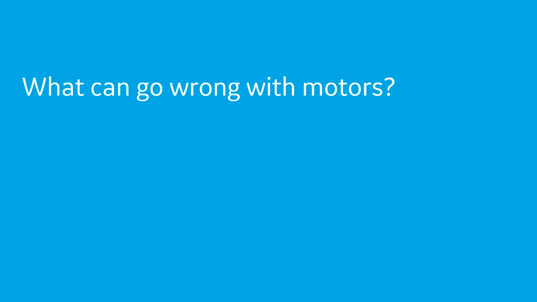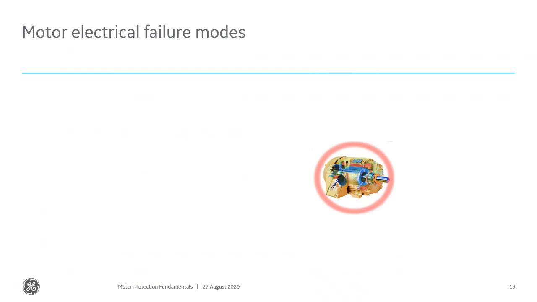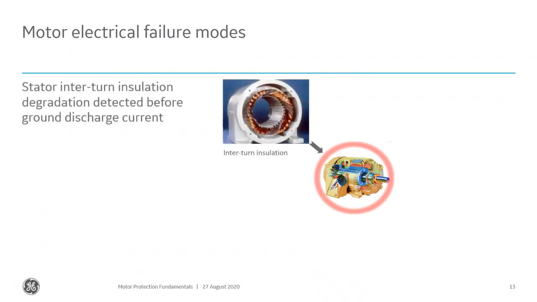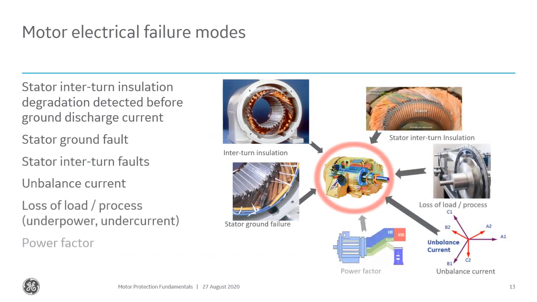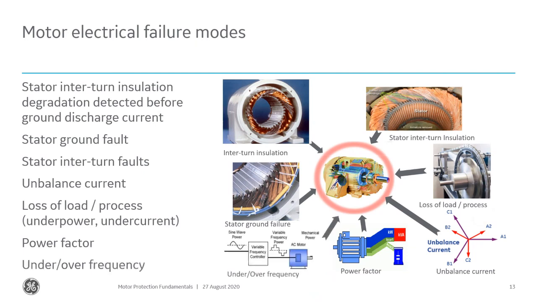So next I want to talk about what can go wrong with motors. And we're going to talk about motor electrical failure modes first. And I'm going to go ahead and pop in all of these little pictures. Okay, so there are all kinds of things that can go wrong with the motor electrically. Most of these look like some sort of a fault, whether it's an inner turn insulation fault or a stator inner turn fault, or a stator ground failure, where parts of those windings either connect to other parts of the windings or connect to ground. It's really just the current not going where it's supposed to due to insulation problems.